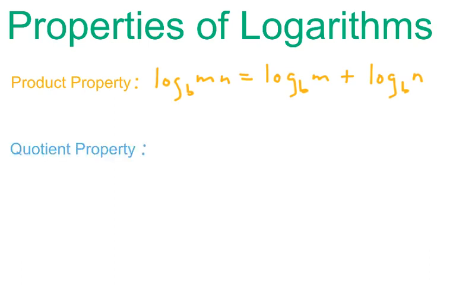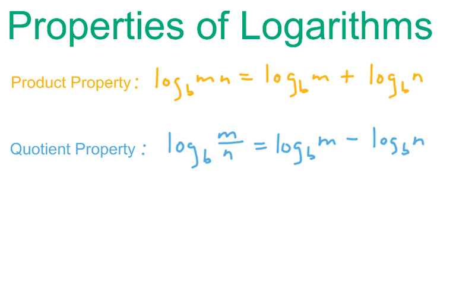Next, we have what's known as the quotient property. Now, the quotient property deals with a statement of division, and it would be like saying if I had the log base b of m divided by n. Well, that would be the same thing as splitting this up into two logs that are subtracted, namely the log base b of m minus the log base b of n.